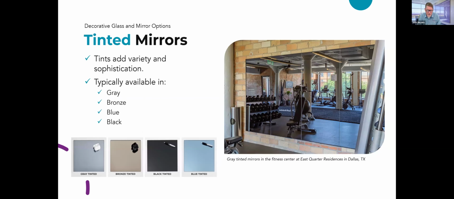And then you have tinted mirrors that add a modern touch and added variety and sophistication to the project. Tinted mirrors are typically gray, bronze, blue, and black, and they're used in gyms, high-end apartments, resorts, hotels, or really anywhere that an architect or designer is looking to add interest using a different shade of mirror.